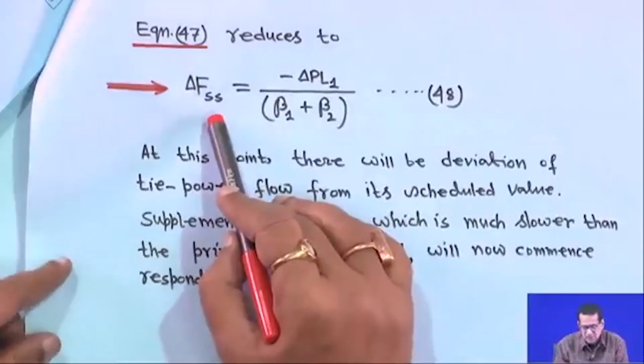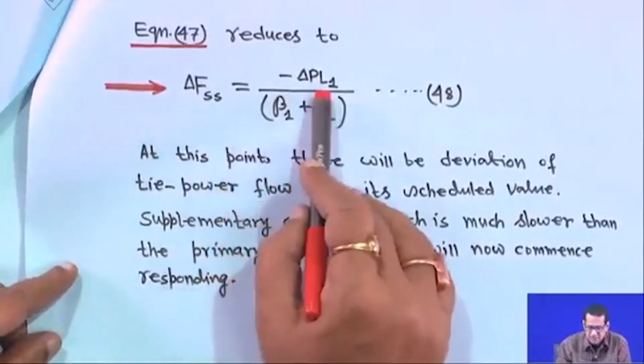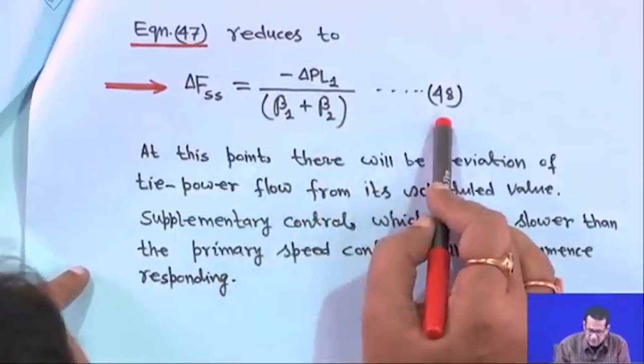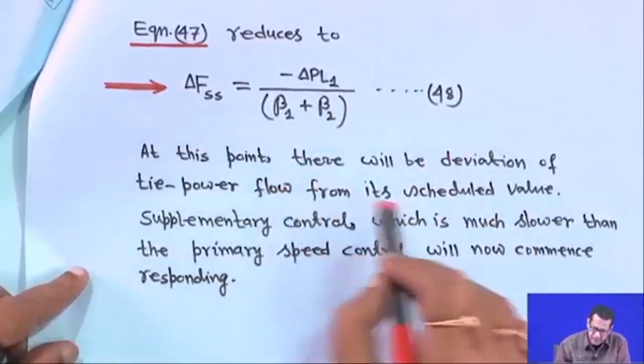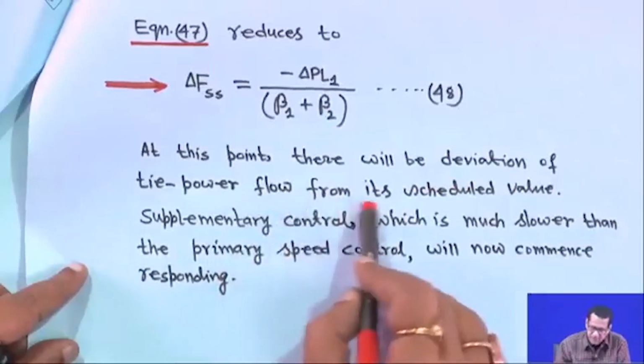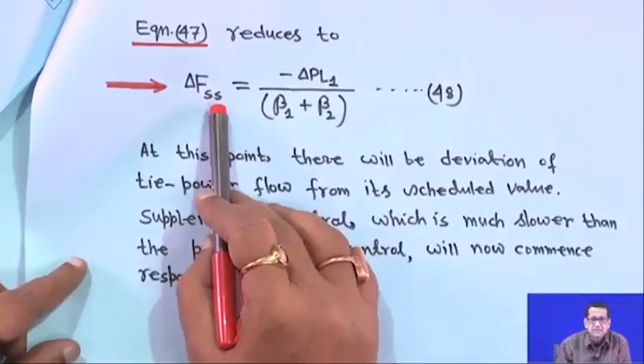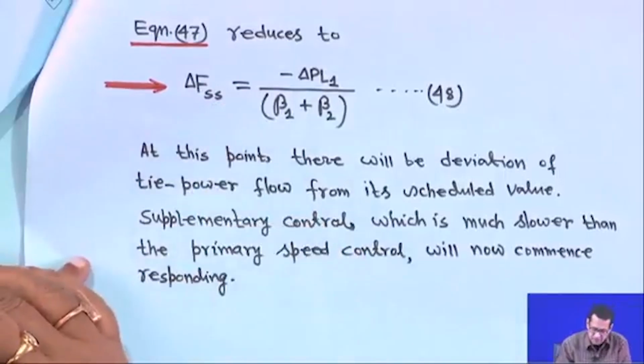Now if you put it here, equation 47 actually reduces to delta PFSS is equal to minus delta PL1 upon beta 1 plus beta 2. So this is equation 48, right. At this point there will be deviation of tie power flow from its scheduled value, because the frequency is showing the steady state error. So naturally tie power also will have this steady state value, right.